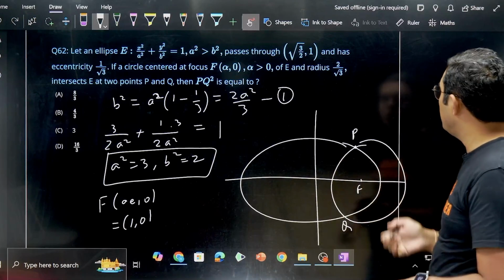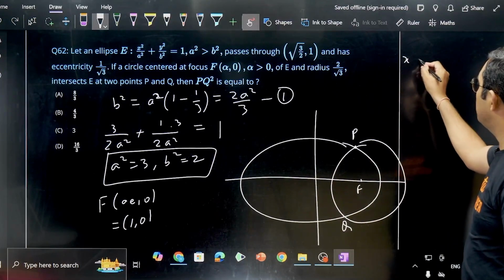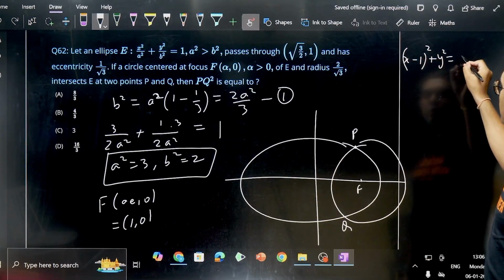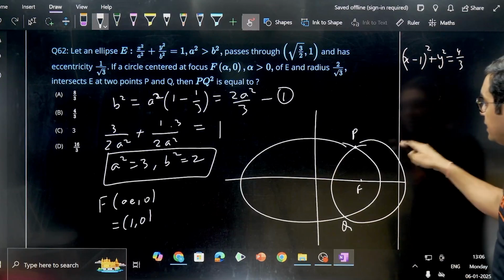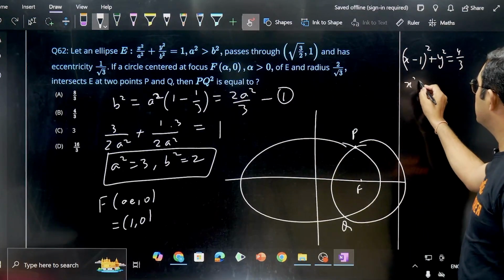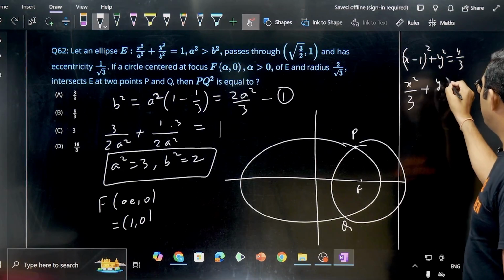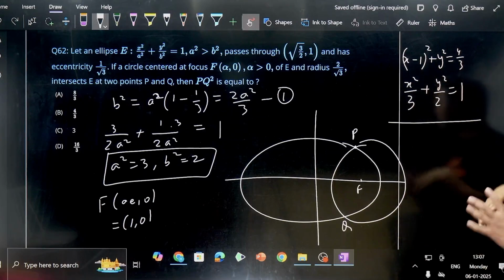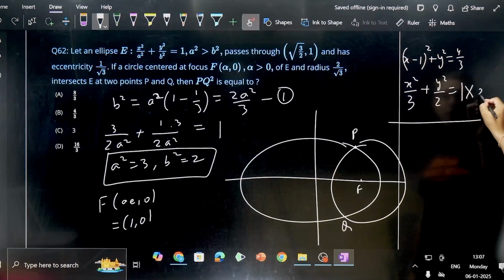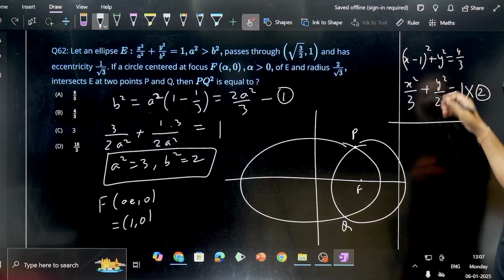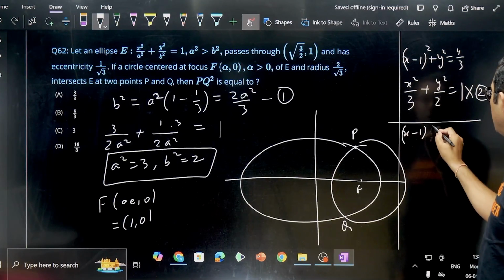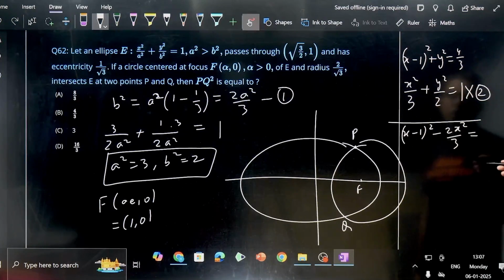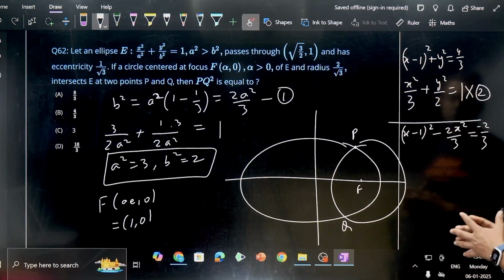So for this, what we can do, we can write the equation of the circle, that is (x minus 1) square plus y square is equal to 4 upon 3. This will intersect the ellipse whose equation is x square upon 3 plus y square upon 2 is equal to 1. We can solve them. Okay, to solve them, I think it is easier to eliminate y first. So multiply this equation by 2 and then subtract. So what we will get, (x minus 1) whole square minus 2x square by 3, and that will be equal to 4 by 3 minus 2. That means it will be minus 2 by 3.